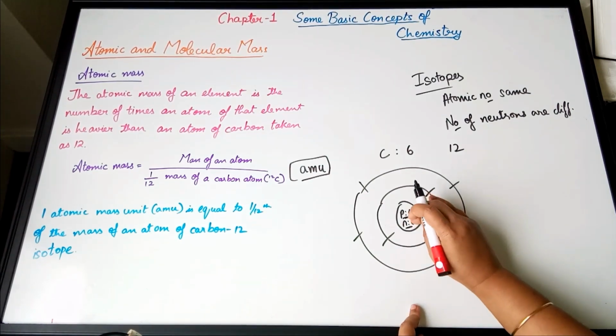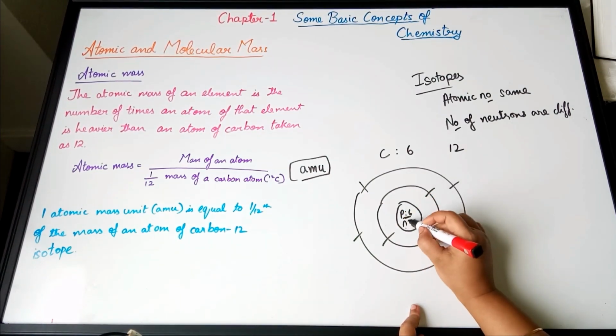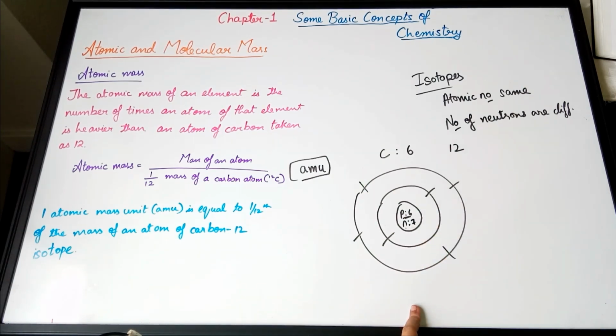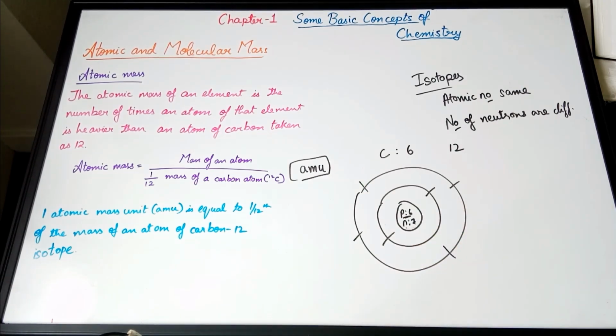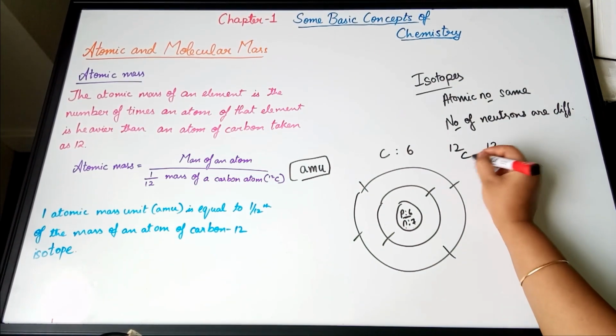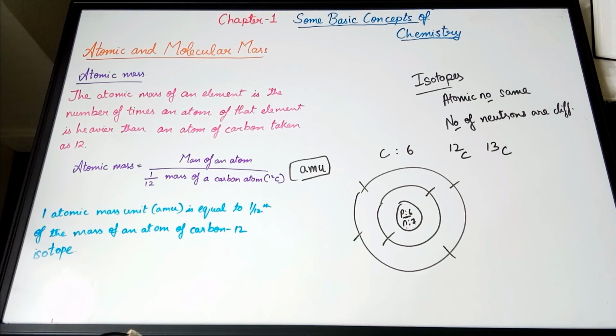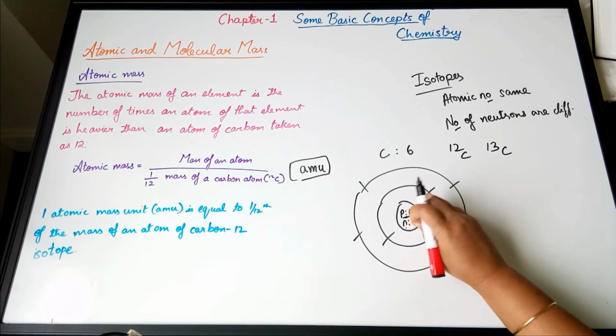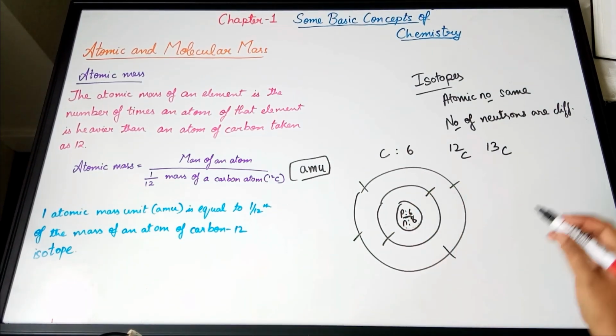When the number of neutrons changes from 6 to 7, 6 plus 7 is 13. So, this is the carbon-13 isotope. When the number of neutrons changes from 7 to 8, it becomes the C-14 isotope. So carbon has the ability to exist in various isotopes. An isotope has the same atomic number but a different atomic mass.